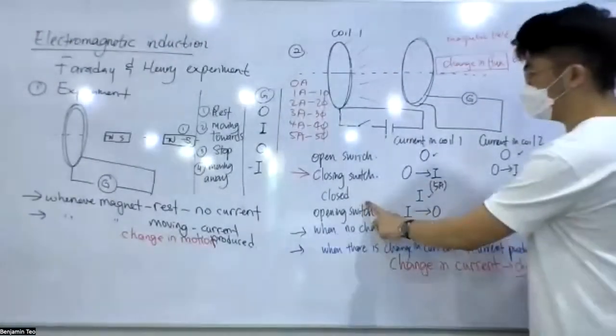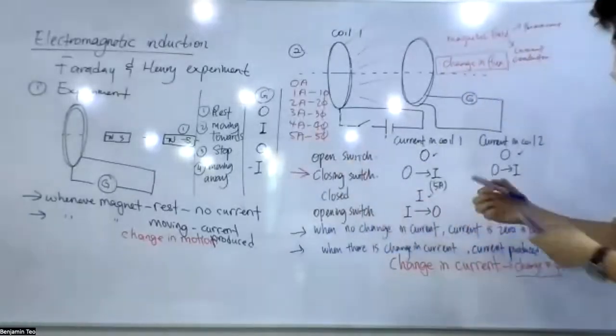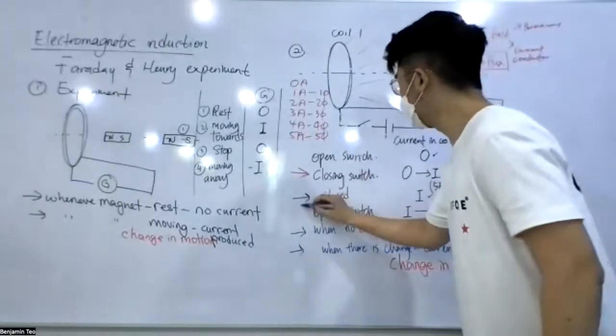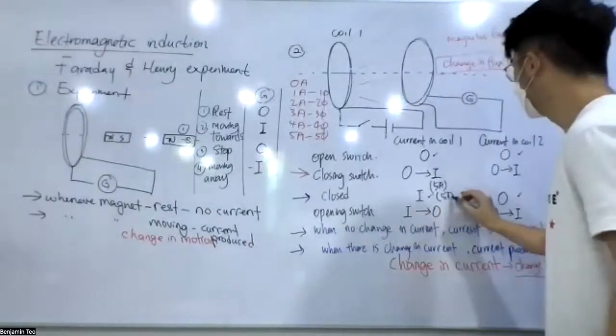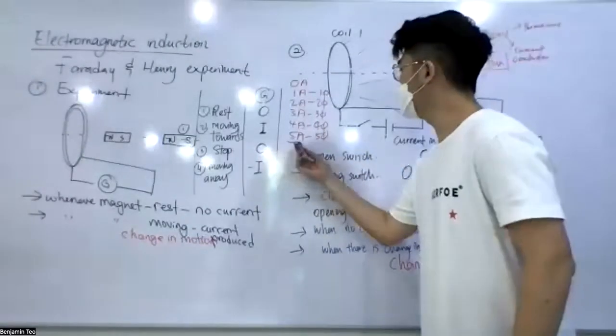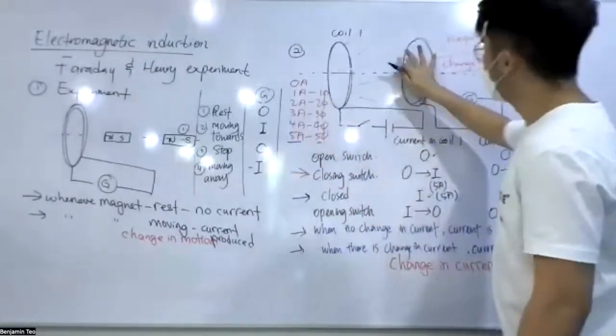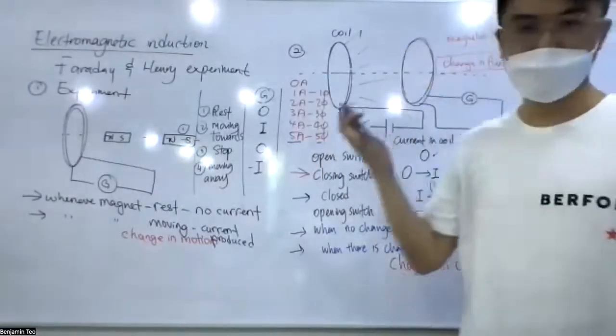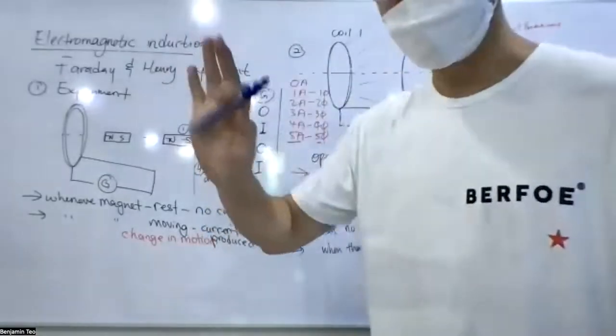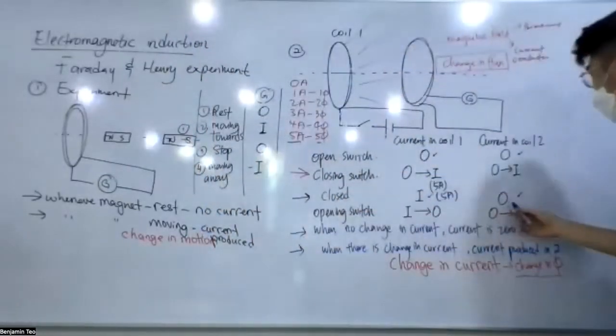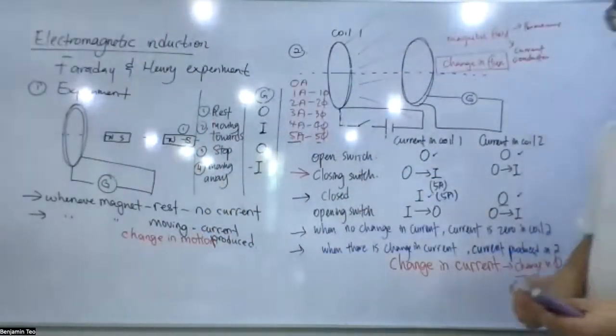If I maintain the current at 5 ampere, when the switch is closed, 5 ampere I maintain, then 5 flux is maintained. 5 flux is maintained, is there a change in flux? There is no change in flux, it's 5 flux maintained. That's why here, you have no induced current.